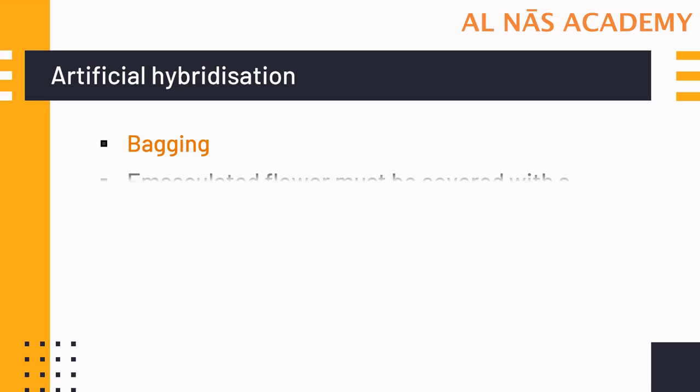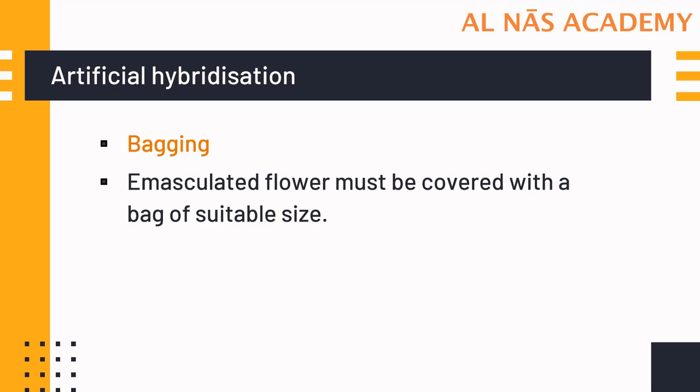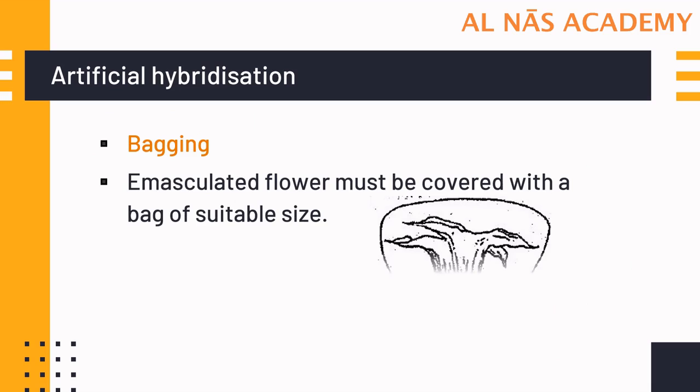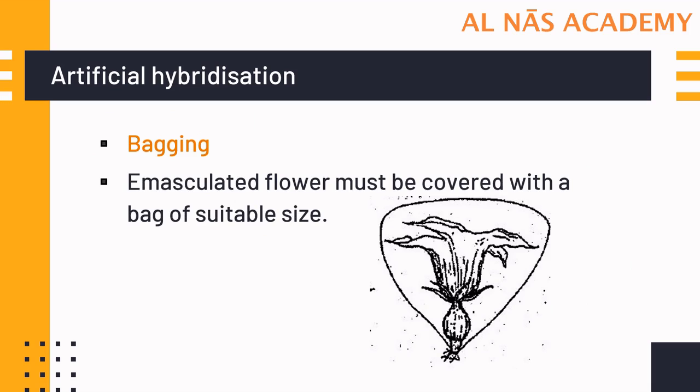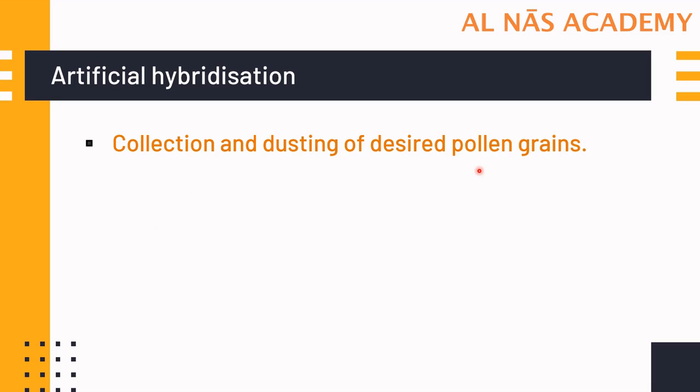The next step is bagging. The emasculated flower must be covered with a bag of suitable size. Generally, the bag is made up of butter paper, and it is to prevent the contamination of stigma with unwanted pollen, that is, unwanted pollination should not take place. This process is known as bagging. So the next step is collection and dusting of the desired pollen grains.